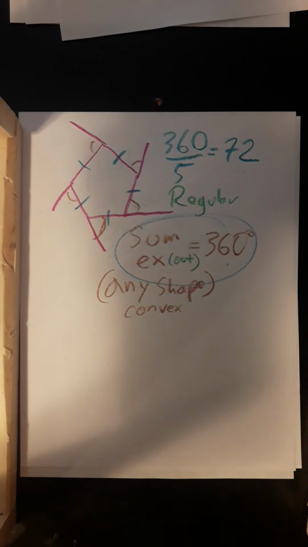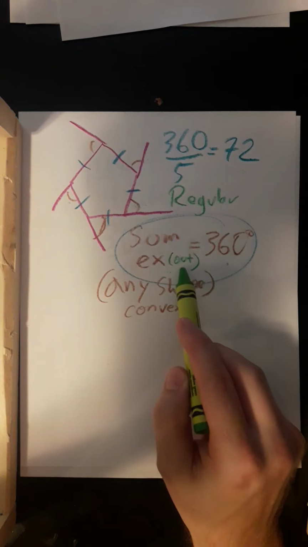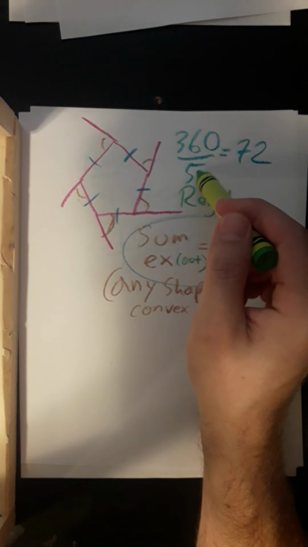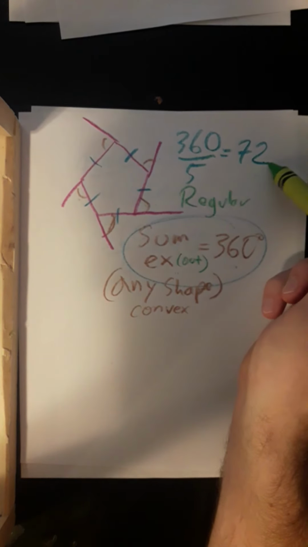Okay, that's interior. Let's move on to exterior. The sum of exterior angles, or exteriors outside, is always 360. So if I have this pentagon, which has 1, 2, 3, 4, 5 of these that equal 360, if I divide by 5, I could get the measure of just 1, which is 72.